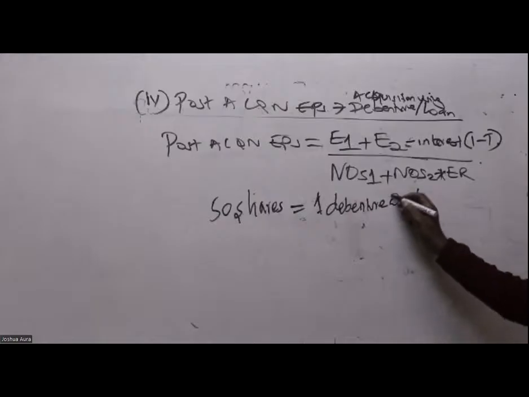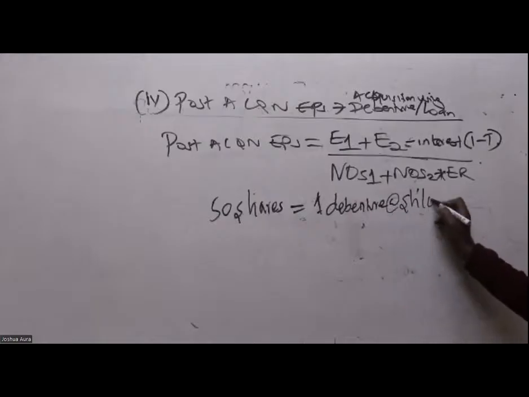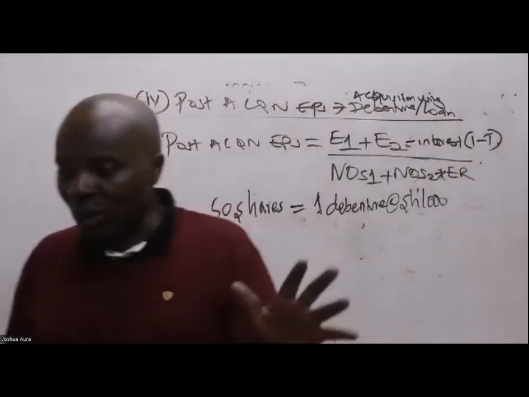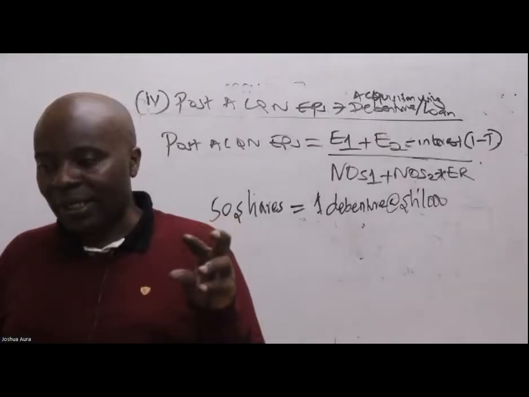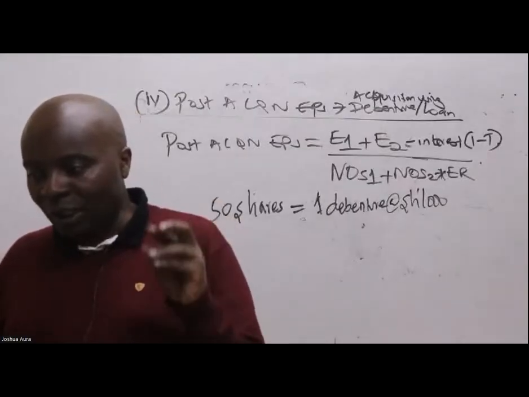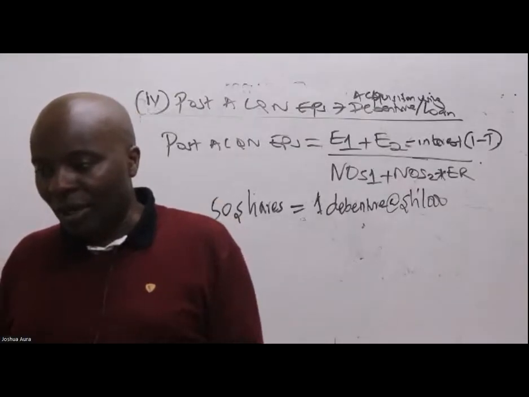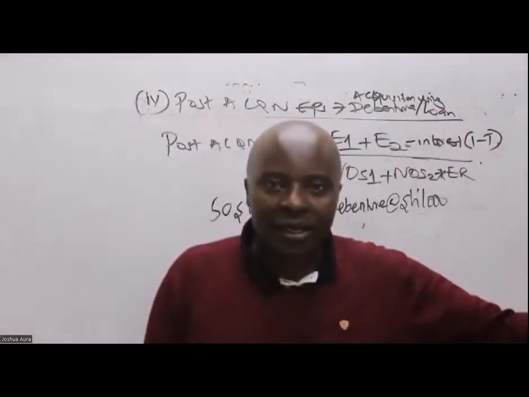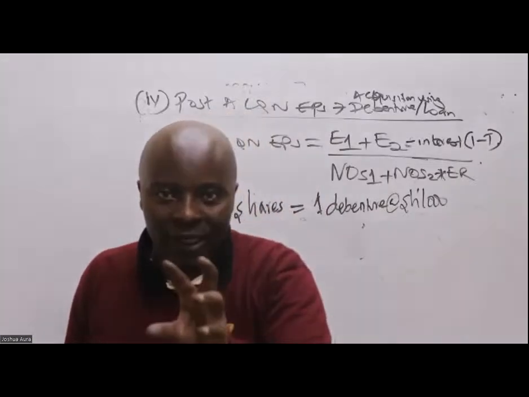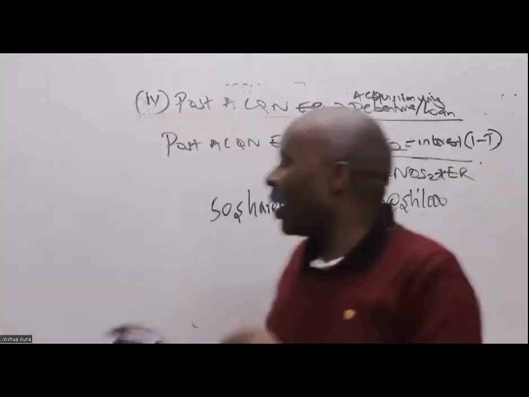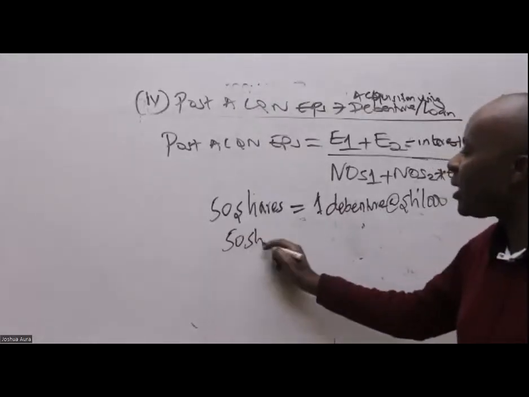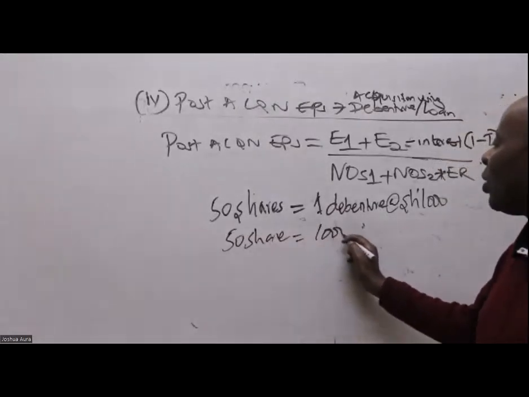And each debenture is worth how much? Each loan instrument is worth how much? Are we together there? I don't think we are together, and we're almost finishing 1,000. They will give us 50 shares, and in its equivalent, we shall give them one debenture, and each is going for 1,000. So this is the same as saying for 50 shares, we shall give them a loan of 1,000.